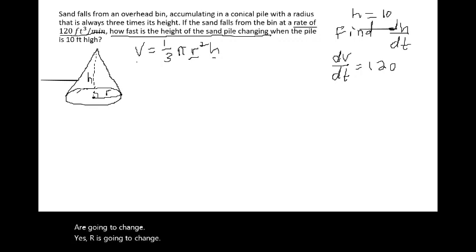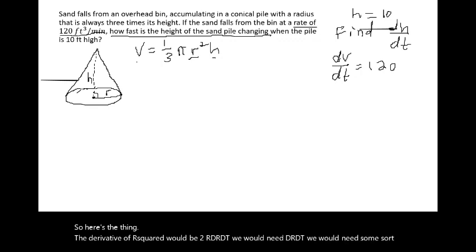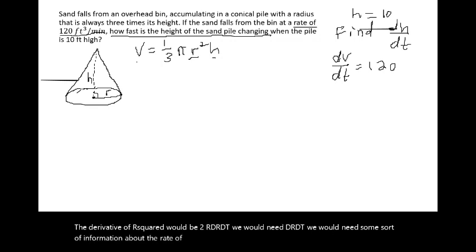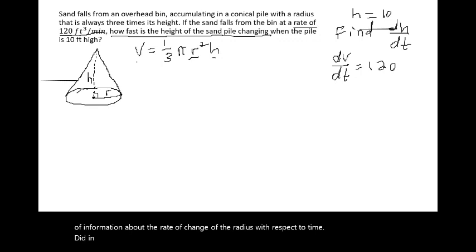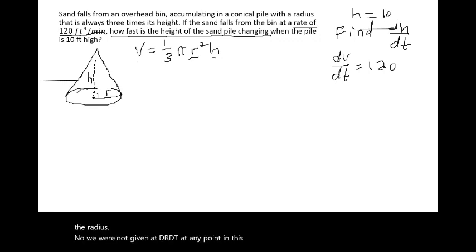So here's the thing. The derivative of r squared would be 2r dr/dt. We would need dr/dt. We would need some sort of information about the rate of change of the radius with respect to time. Anywhere in this problem, were we given the rate of change of the radius? No, we were not given a dr/dt at any point in this problem. So don't use the volume equation as is.